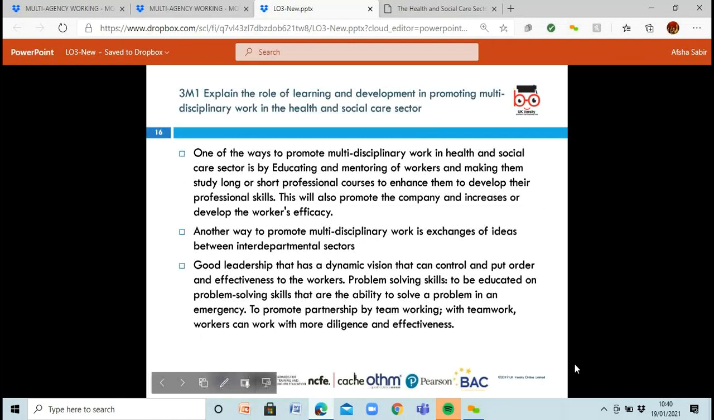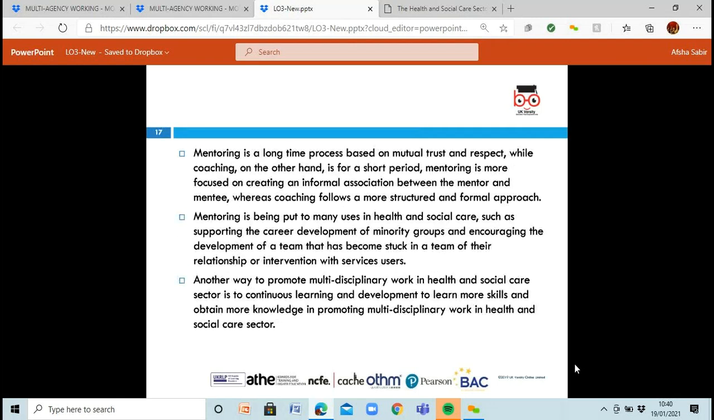Like I was saying, you're learning, you're developing, you're trying to figure out how to do problem solving, and then you're working together to share your own knowledge. This can be done through something called mentoring. It's a long-term process, based on mutual trust and respect. Mentoring is a long process, meanwhile coaching is a short process. When you're being mentored by someone, you might be on a 6 months to a year course, and they're helping you develop through it, guiding you through that course.